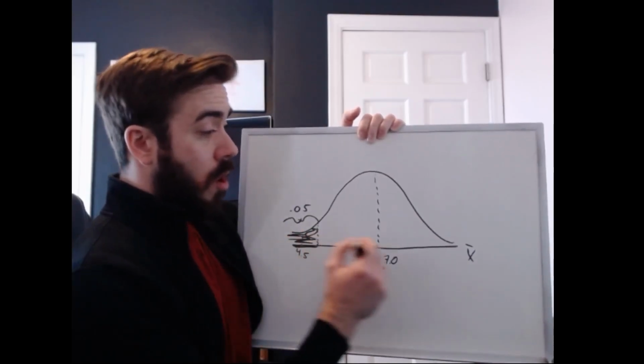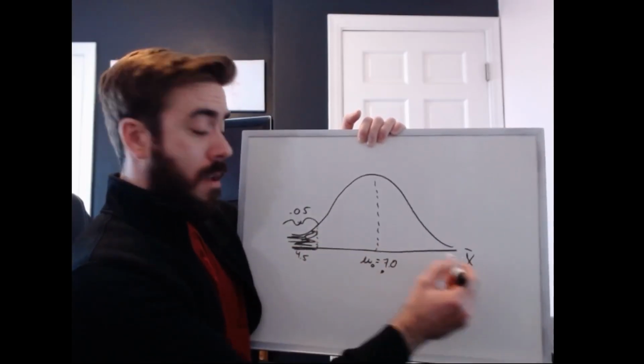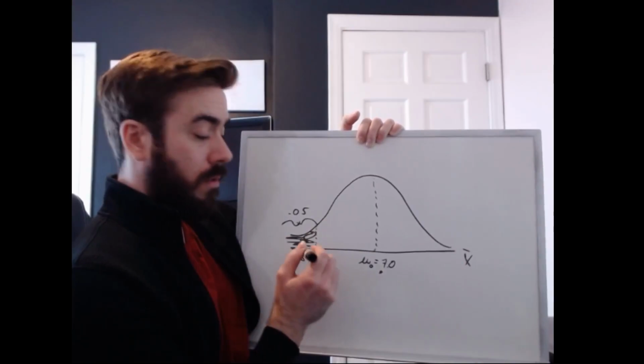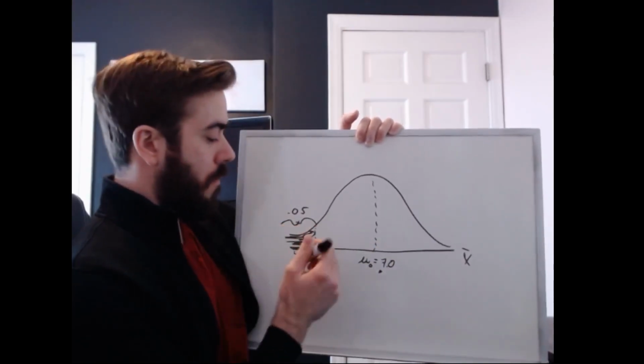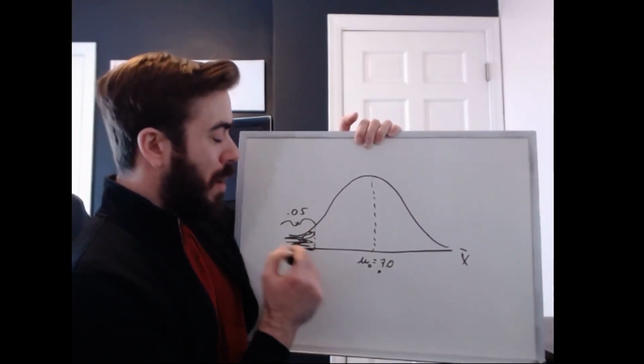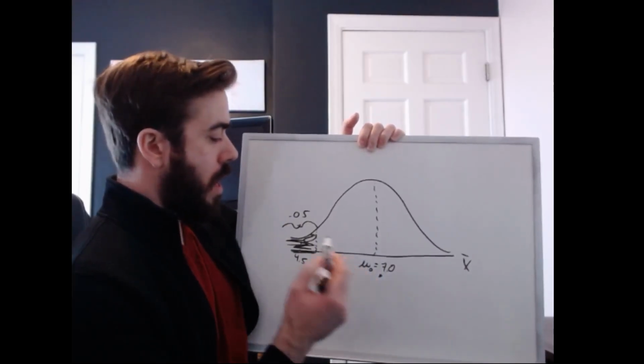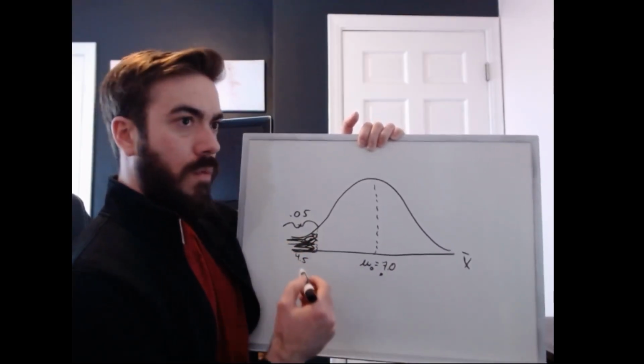Because these are all the possible sample means I could see, for 5% of these, they're going to go against the null, and I'm going to reject that null, but I shouldn't be. And how could I maybe know what this cutoff is?